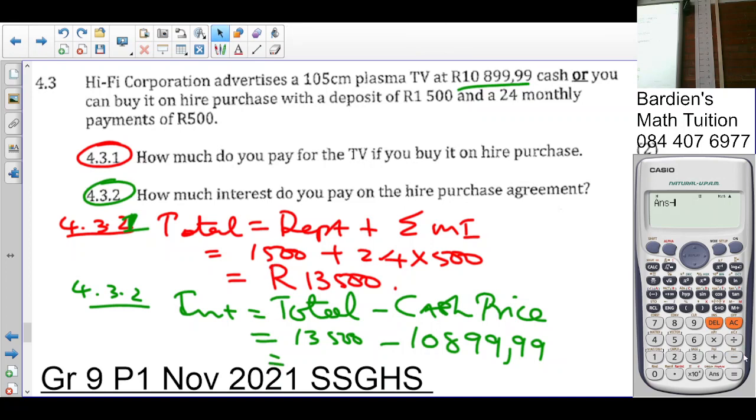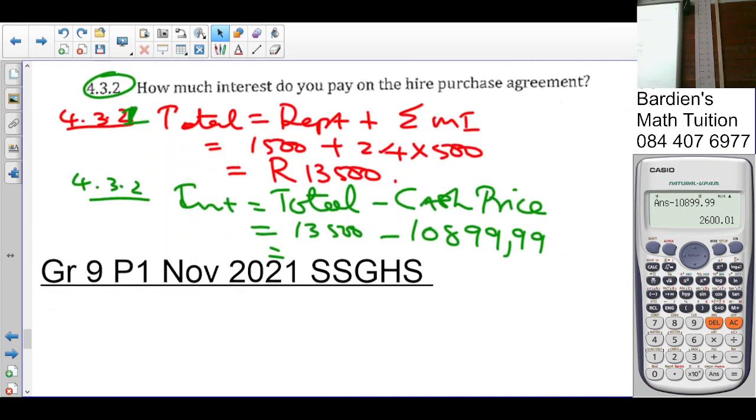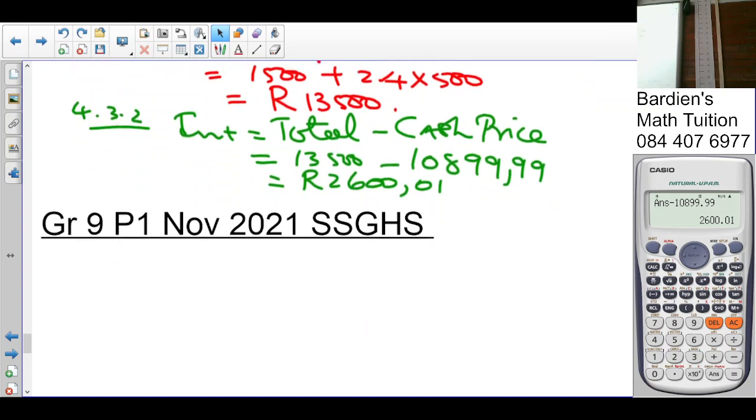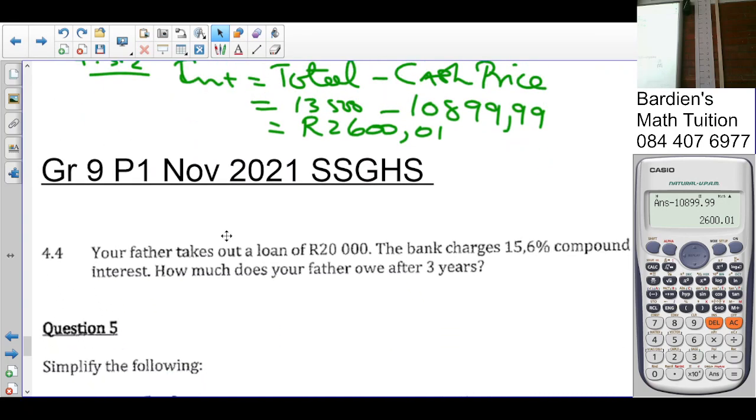So it's 13,500. I can just use answer as it is the last answer calculated on the calculator. 10,899 rand and 99 cents. Gives me an answer of 2,600 rand, 2,601 cents. Okay. That is how much extra you will be paying if you buy it on terms. Okay. Look at the next question.